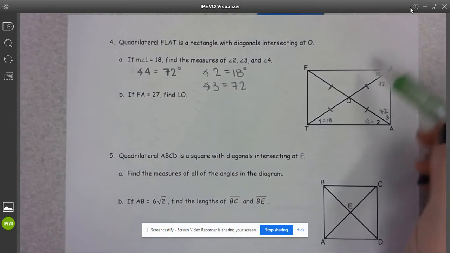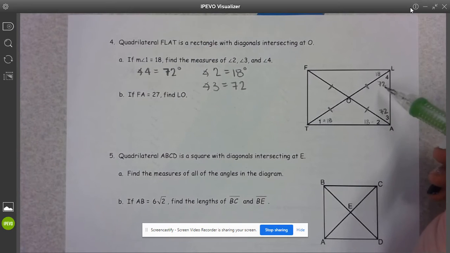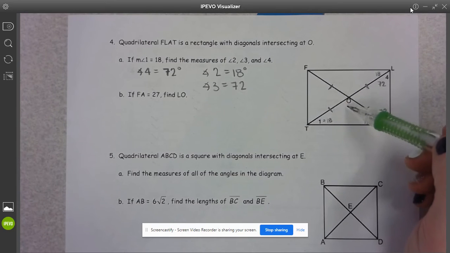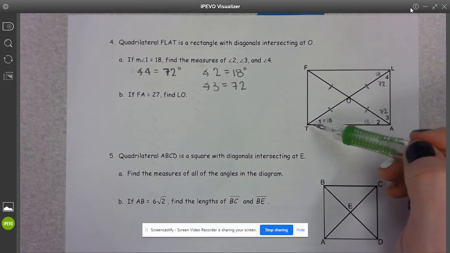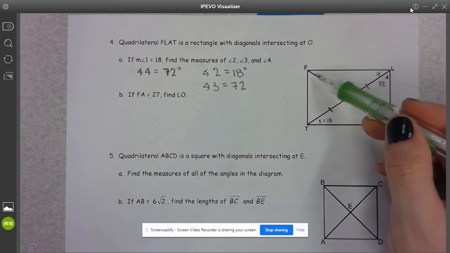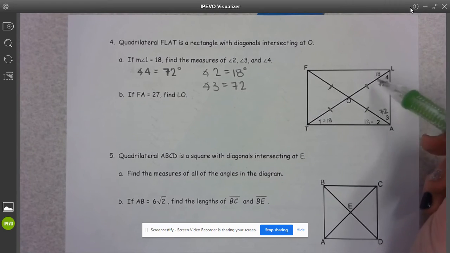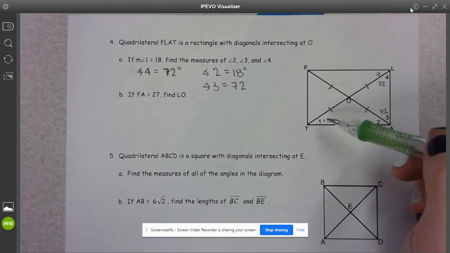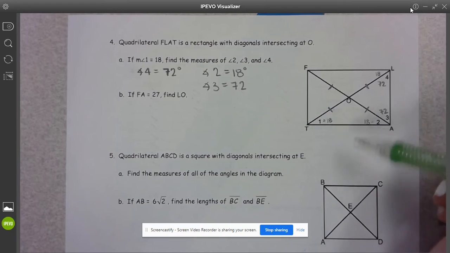Now we could also, using the triangle sum theorem, find these angles. I could also find these angles in these corners by using what we've done over here. So, just by knowing this one angle, I could find all of the angles inside of my rectangle.